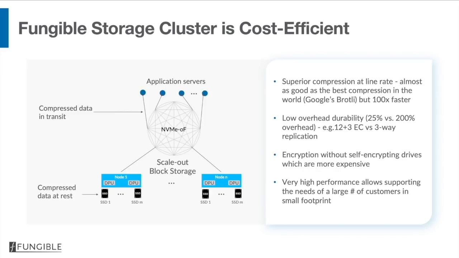Thirdly, because encryption is built into the DPU, we can do encryption without expensive self-encrypting drives. And finally, because we have such high performance in a single node, we can support the needs of a large number of customers in a very small footprint. By doing 15 million IOPS, we can do in a single node what someone else that does 3 million IOPS per node would require 5 nodes to achieve the same level of performance, so we can be significantly cheaper as a result.